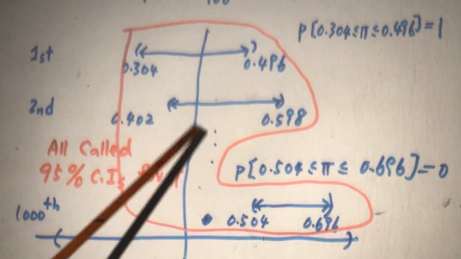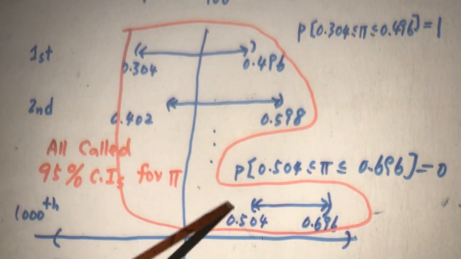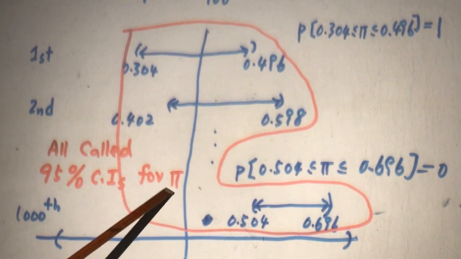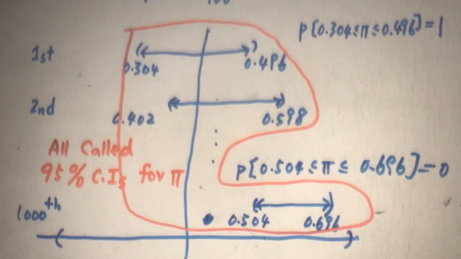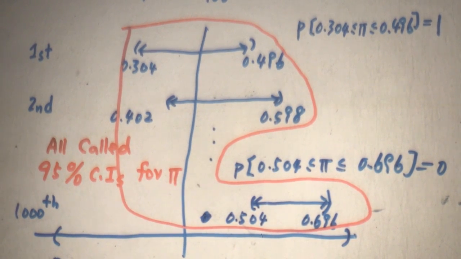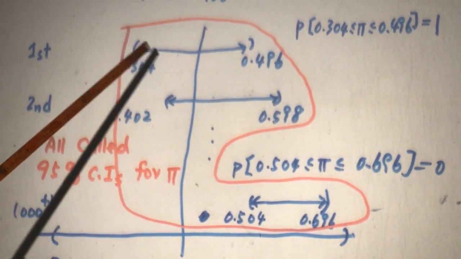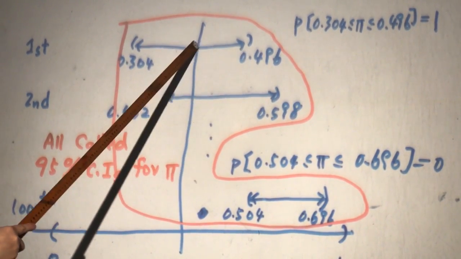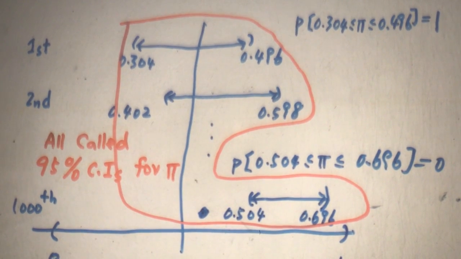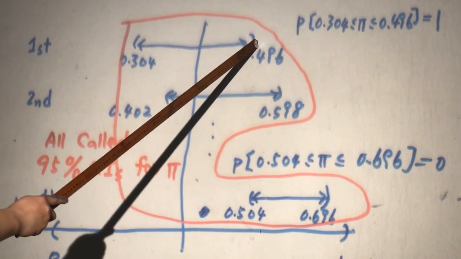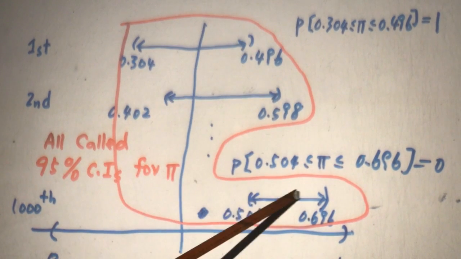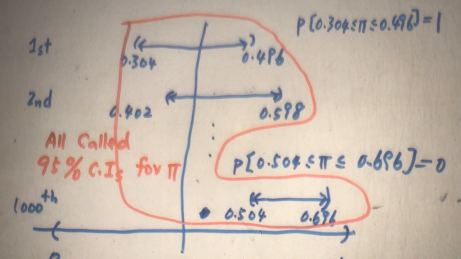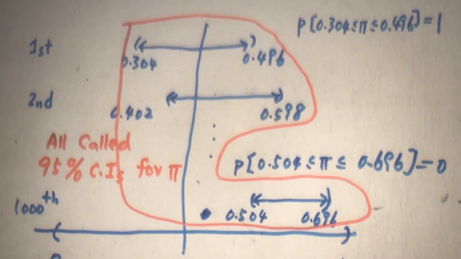But it doesn't matter whether they cover pi or not, they are all called 95% confidence intervals for pi. That is to say, for a single experiment, the outcome, for example this one, you don't say 0.304 to 0.496 covers pi with probability 95%. For each single experiment, it either covers pi with probability 1 or doesn't cover pi with probability 0. Nothing in between.